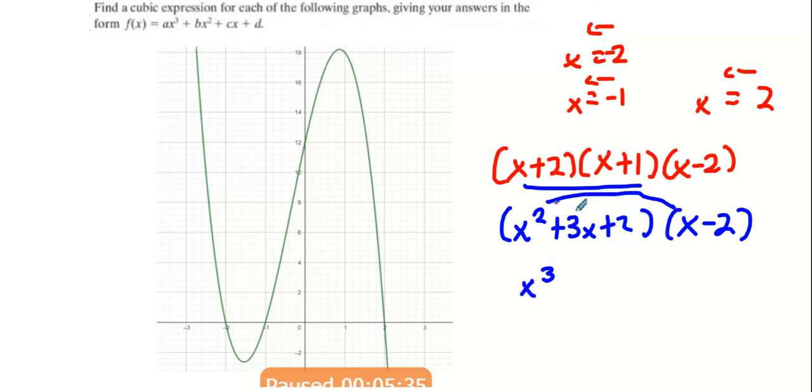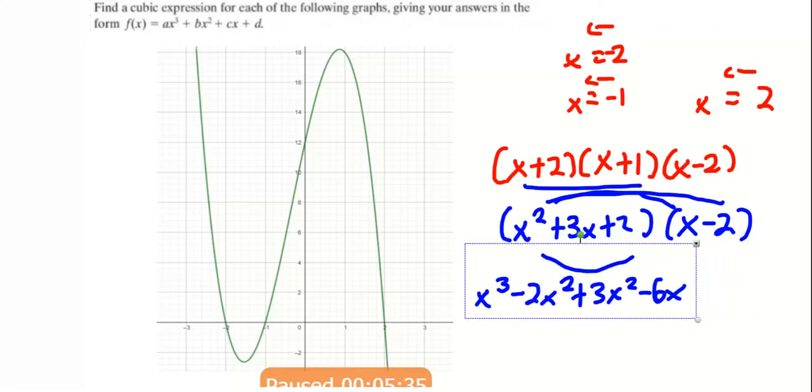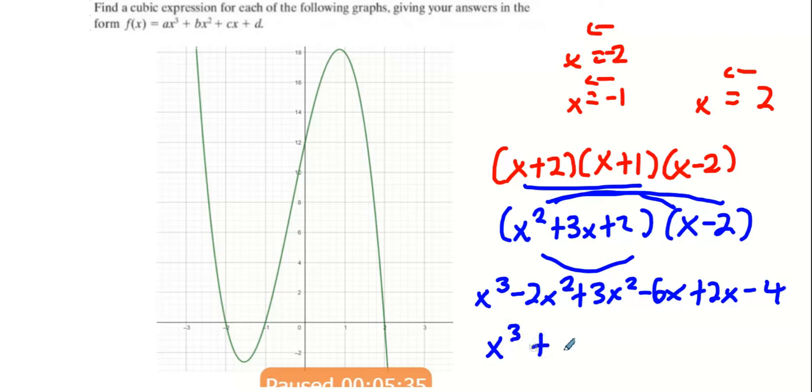X cubed minus 2x squared plus 3x squared. And then 2x take away 4. Okay. Cubed plus 1x squared.